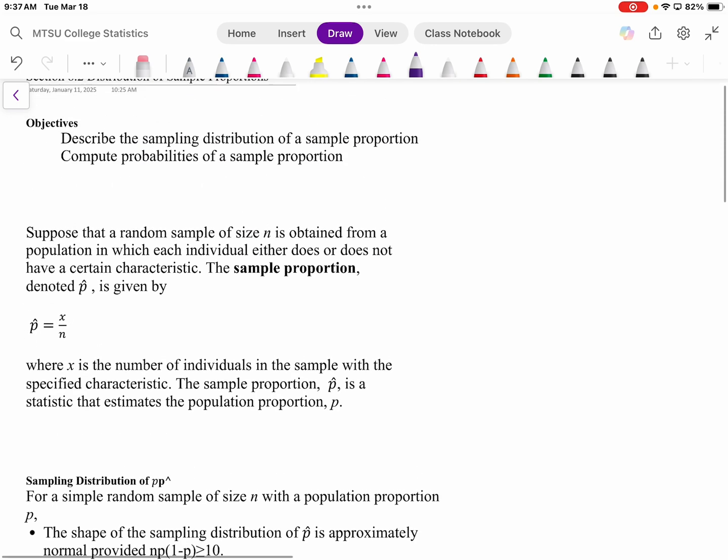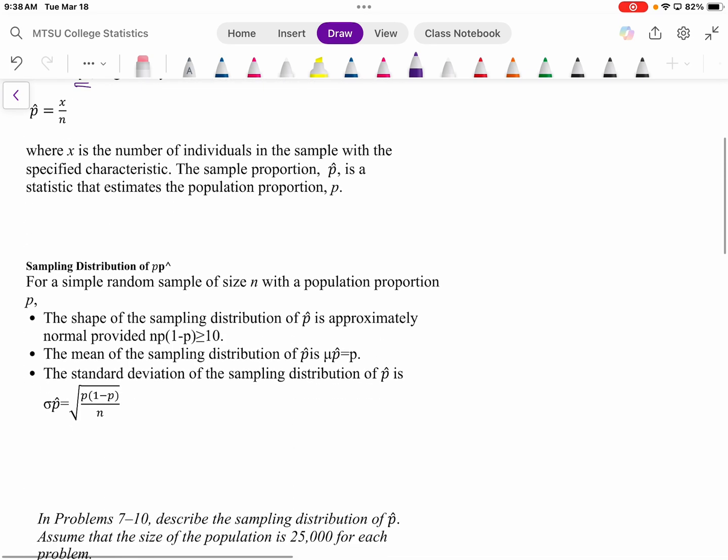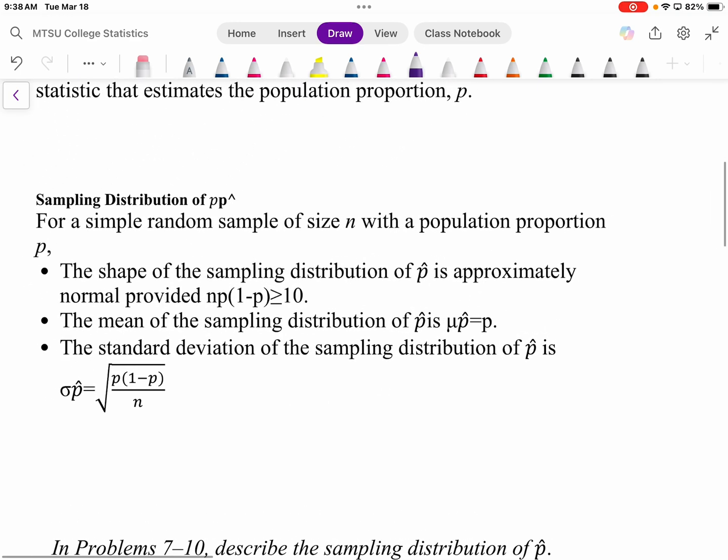So as we look at this next section, instead of dealing with sample means, we're dealing with a sample proportion. So we're dealing with p hat. Remember, p hat is basically your x divided by n, your number of individuals divided by the total number. Now, when I'm looking at a sampling distribution, and this is supposed to be p hat. I couldn't get that stuff to line up. P hat.